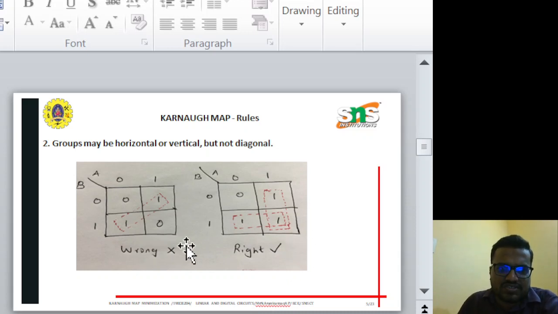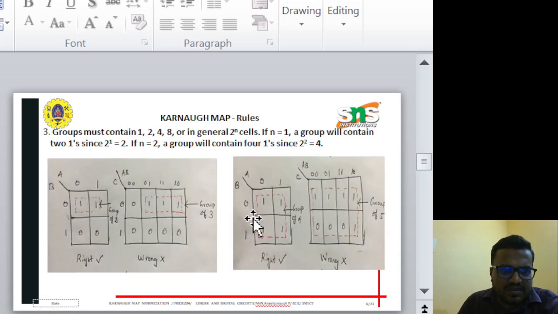In order to avoid this wrong method, we may move to this right one. If you are mapping like this, it is the wrong one. You don't get any concerned values. And next, there are a lot of rules and regulations, especially in the Karnaugh map. In previous cases, we discussed only how the values are mapped with adjacent cells.